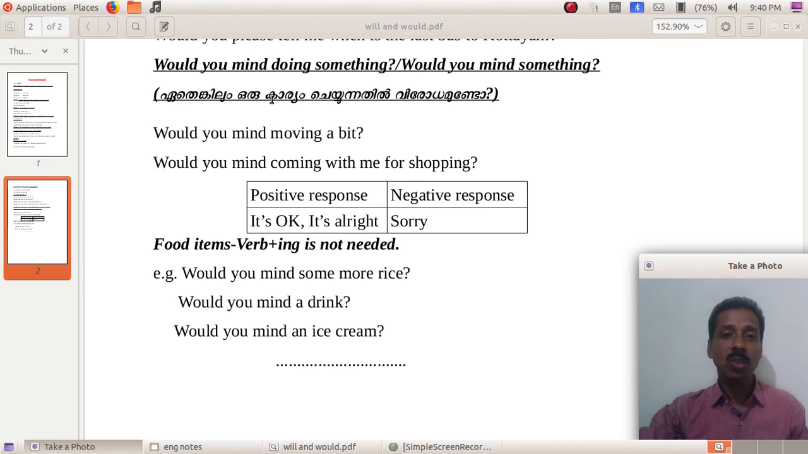And here we saw that would you mind doing something and would you mind something. So when do we use would you mind something? That is while we offer something to eat or drink. Got it? While we offer something to eat or drink. With the food items, there is no need of verb and ing form of the verb, not needed. After would you mind, you can mention what's the item that you are offering.